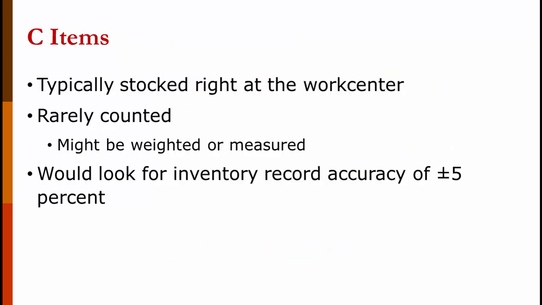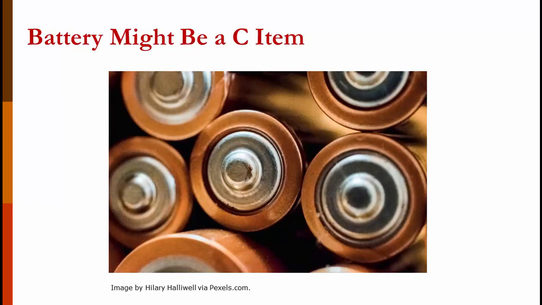C items are typically stocked right at the work center. You rarely count them. In fact, you probably never count them. Instead, you measure them. You might weigh them. I have 10 pounds of screws, or you just might look at the container and estimate I've got half a barrel of screws. And you're really not going to worry about having that close of an inventory record, maybe 5% plus or minus. For a jewelry store, that might be watch batteries.